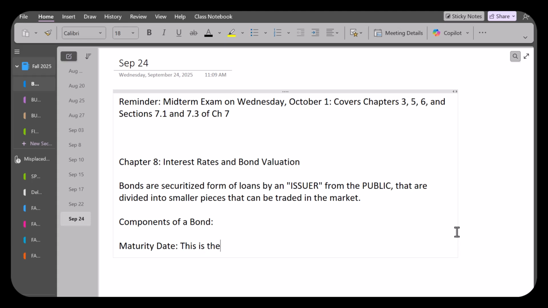Last payment made by the issuer to the bondholders. You're going to have a face value, typically $1,000 in the United States.